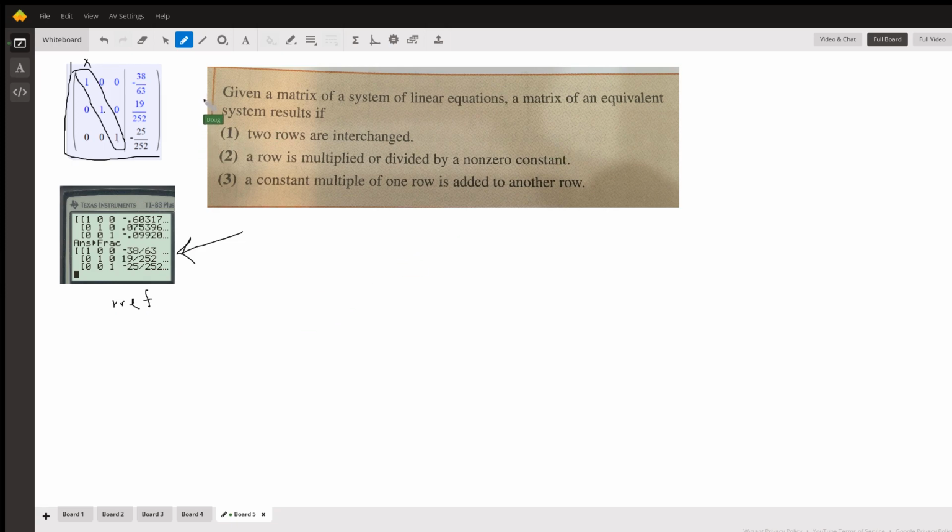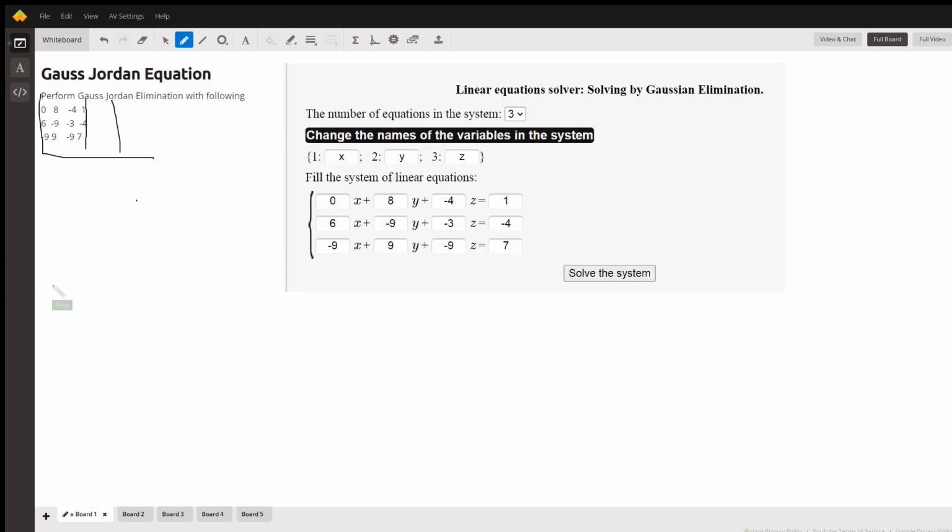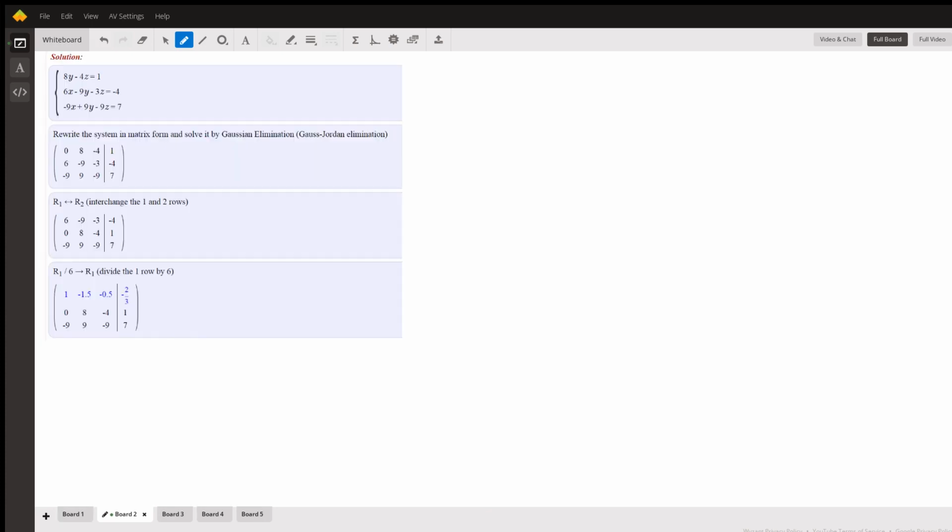But to modify the matrix manually, you're allowed to do these operations without ending up with anything other than an equivalent matrix. You can interchange any two rows. A row can be multiplied or divided by a non-zero constant, and a constant multiple of one row can be added to another row. So that's what's happening here on this site. And then this site actually shows you all the steps.